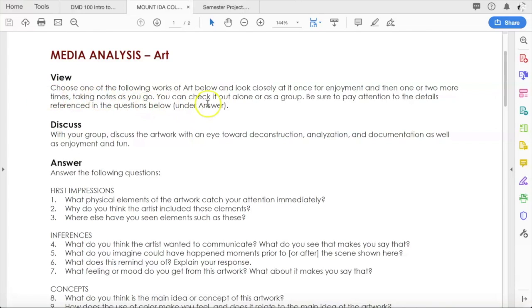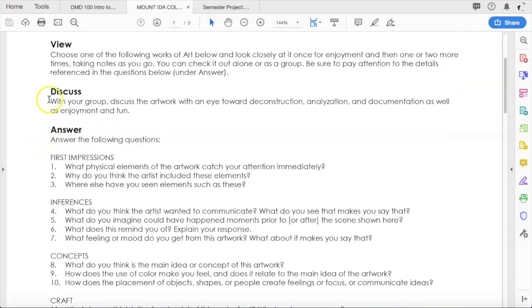Take some notes as you go, and then check it out alone or as a group, like we said a second ago. Be sure to pay attention to the details referenced in the questions below. So discuss either with the group, or if you're doing this on your own, simply think about the artwork on your own, with an eye toward deconstructing it, analyzing it, and documenting it. Really try to take it apart.